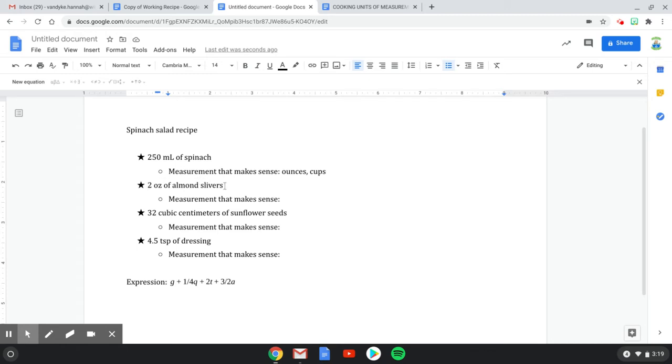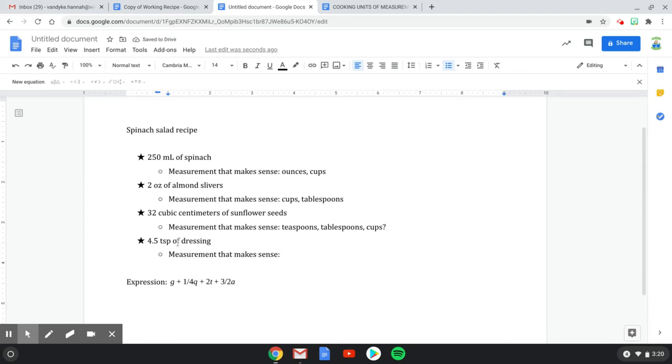The next thing I have is almond slivers. Now, ounces would be a good way to measure almond slivers, but I already have ounces here. So I need to find a different unit to convert to. Again, I'm going to think cups. I'm also going to put tablespoons. Okay. When I'm looking at 32 cubic centimeters of sunflower seeds, they are pretty small, so I'm going to try teaspoons. I'm also going to try tablespoons. And if I need to, I can try cups, because that would also make sense.